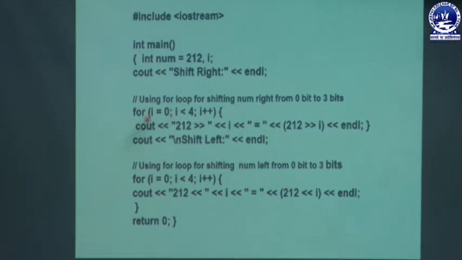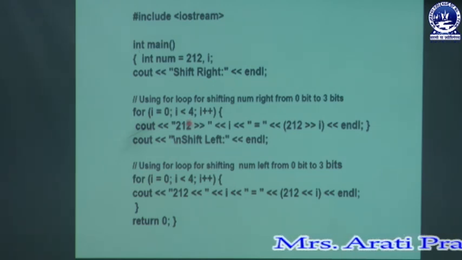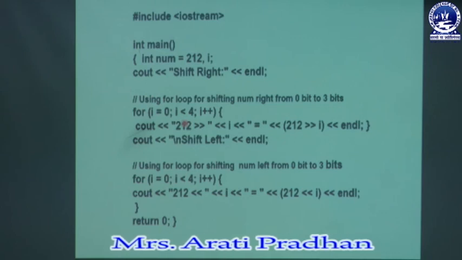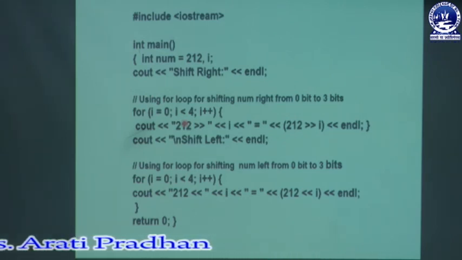And I have used a loop here in which I have used i = 0 to i less than 4. It means that it will continue 0, 1, 2, 3 and in each iteration you will get the output of the right shift operator. How the right shift operator is working with 0 shift, with 1 shift, with 2 shift in this way.